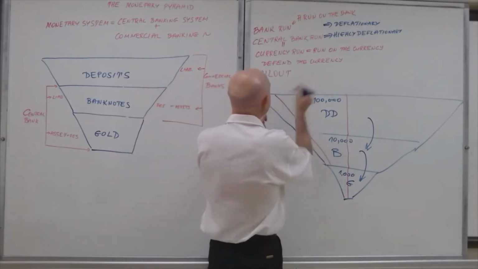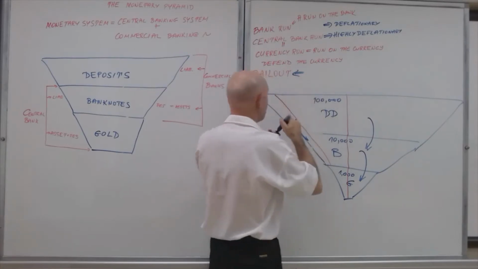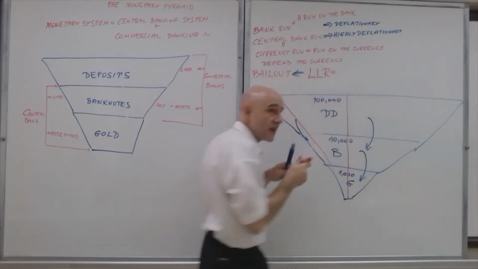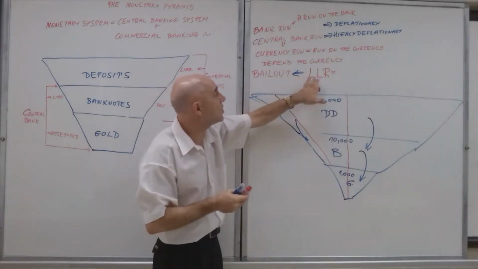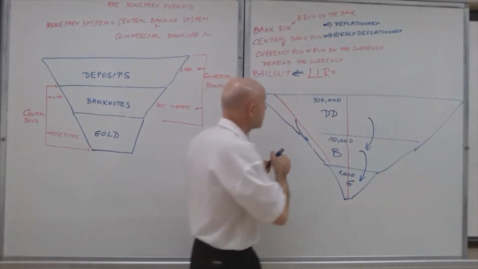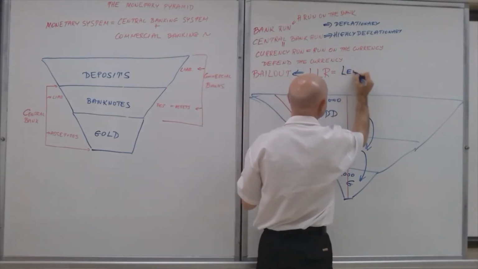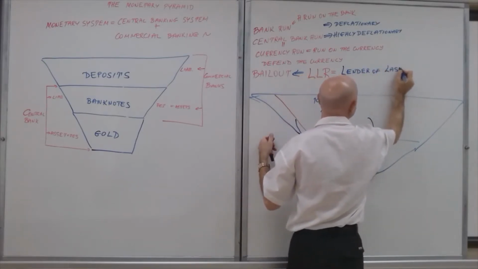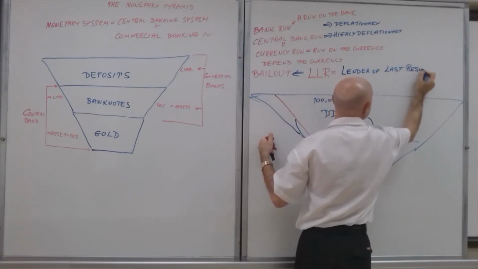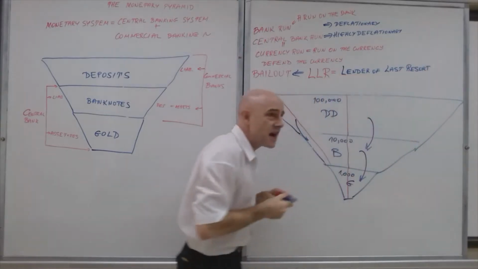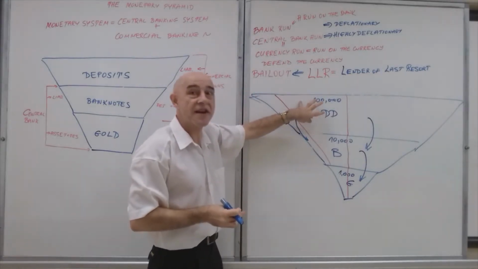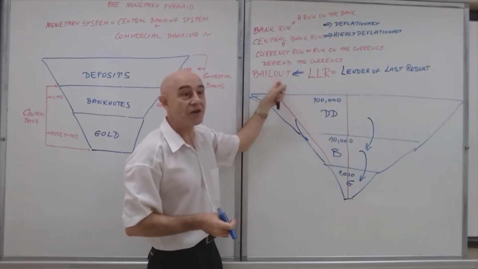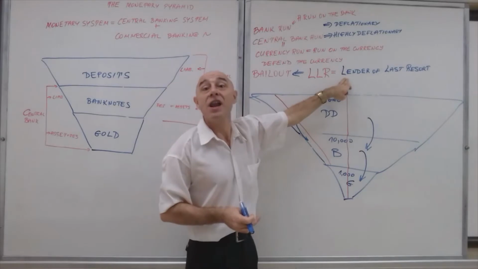This function is known as LLR. LLR is lender of last resort. Let's write it out. In other words, when a commercial bank gets in trouble, it will go to the central bank for a bailout. The central bank becomes the lender of last resort.